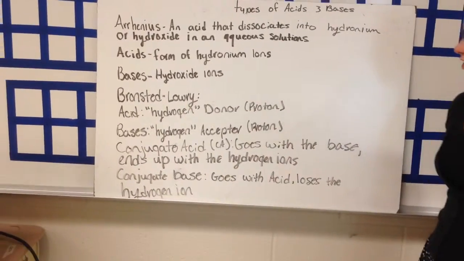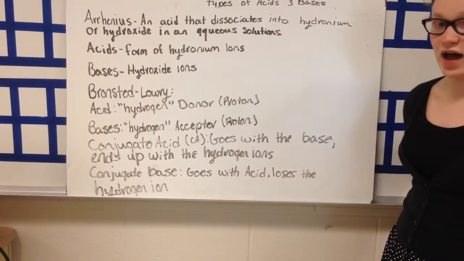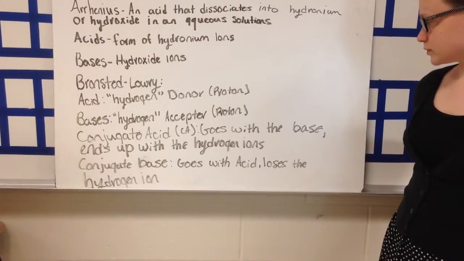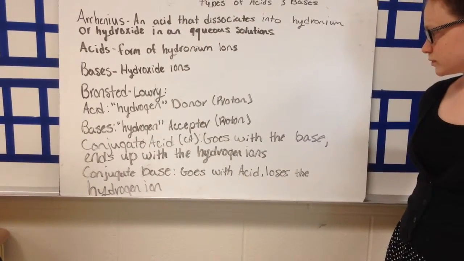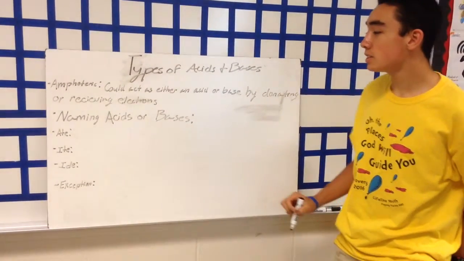And then you're going to have your conjugate acid, which is going to go with your base, and it's going to end up with the hydrogen ions. And the conjugate base, it's the same thing, but it's going to go with the acid, and that loses the hydrogen ion. So, naming acids and bases.